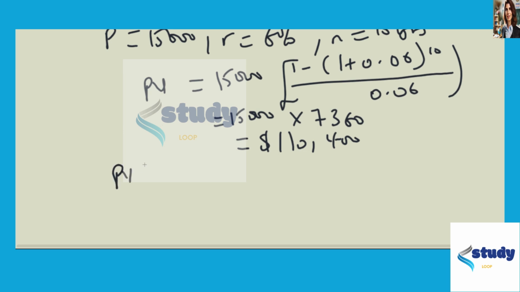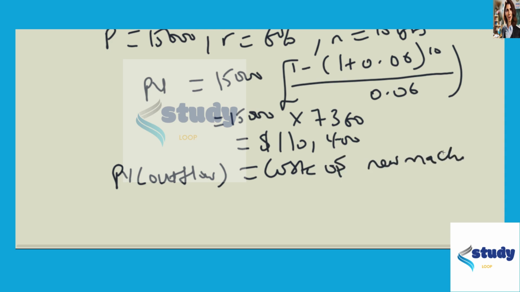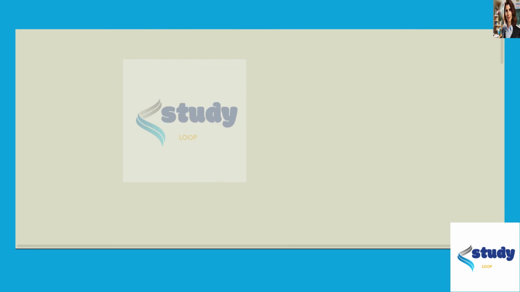Now for the outflow, it will be the cost of the new machine, and that equals $80,000. So moving on to the next question.